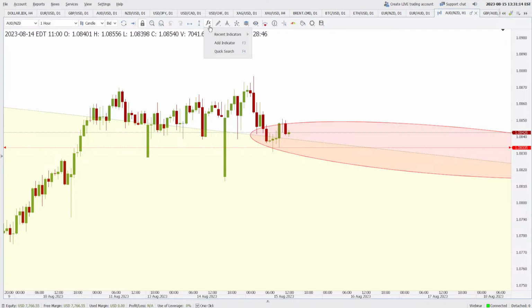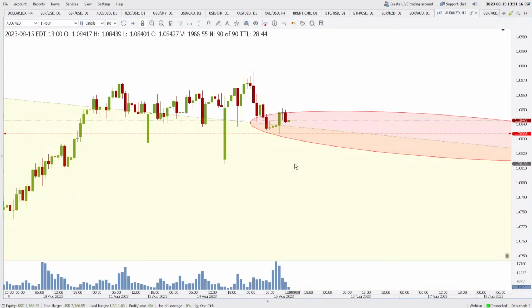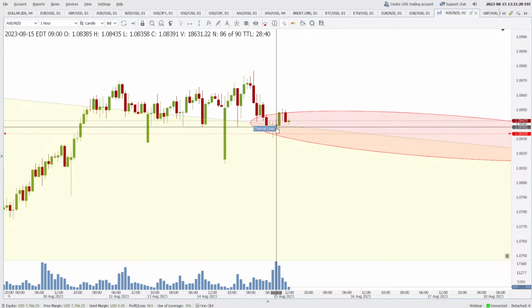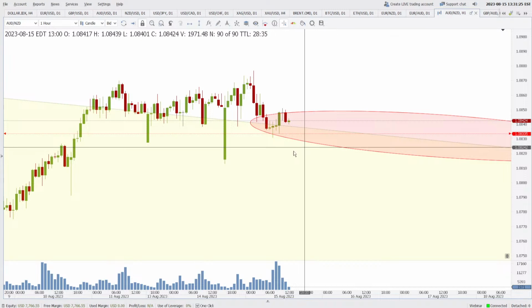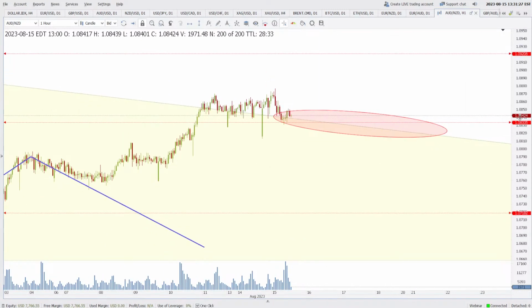Where are my volumes? So yes, there is a huge volume in this region. You can see this region and this region. So yes, there are buyers sitting here around 1.0833. They may extend the price towards the 1.0920 area.